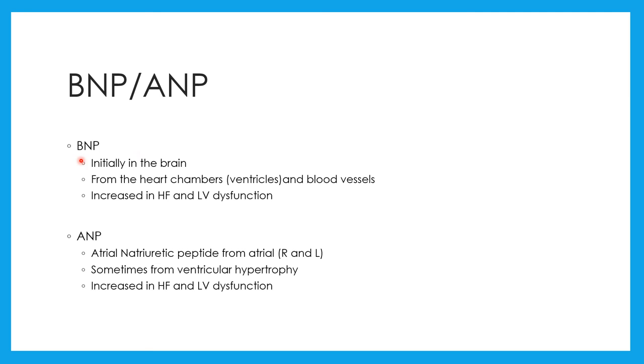Okay, brain natriuretic peptide, initially found in the brain, comes from the heart chambers, that is the ventricles and blood vessels, and is increased in heart failure and left ventricular dysfunction. The atrial natriuretic peptide is from the atria, just as the name depicts, the right and left atria. Sometimes from ventricular hypertrophy, and it's also increased in heart failure and left ventricular dysfunction.